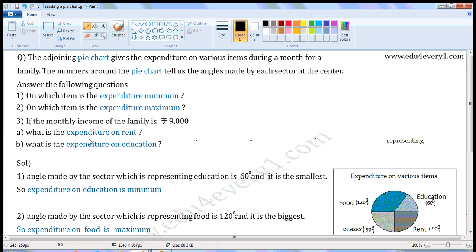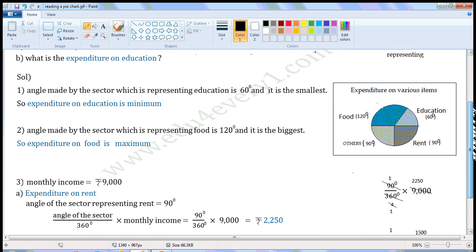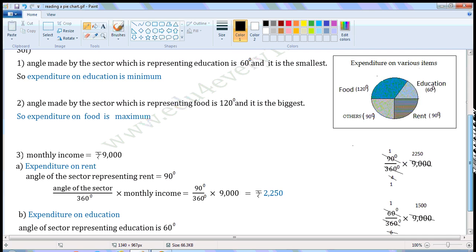Next question. If the monthly income of the family is rupees 9,000, what is the expenditure on rent? What is the expenditure on education? Monthly income is rupees 9,000. Expenditure on rent. To find the expenditure on rent, angle of the sector representing expenditure on rent is 90 degrees.